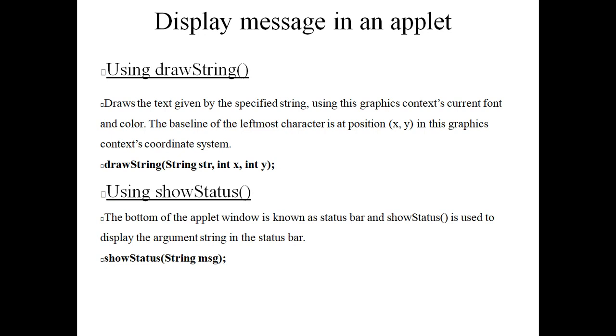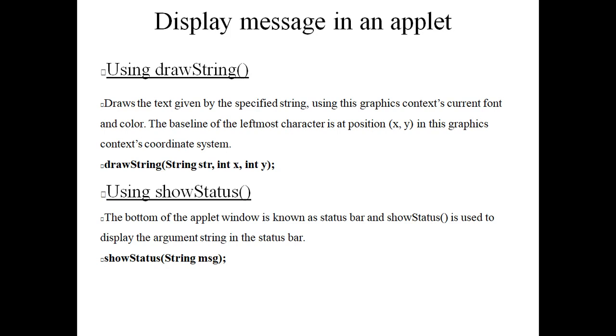Now let's see how to display a message in an applet. There are 2 ways to display a message in an applet, one using drawString and one using showStatus. drawString is a method that is used to display text in the specified format. The syntax of drawString is drawString(String str, int x, int y).